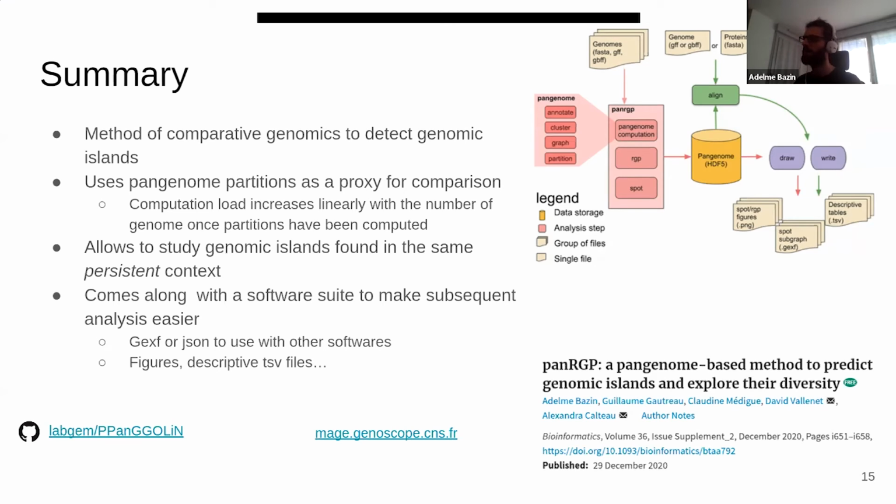And all of those methods come along with a software suite, which makes subsequent analysis easier. We can output many different file formats, which can be used with other software. This is available on GitHub. It's installable through Bioconda in the PPanGGOLiN software suite. It's also available in the MicroScope platform if you have genomes in this platform.